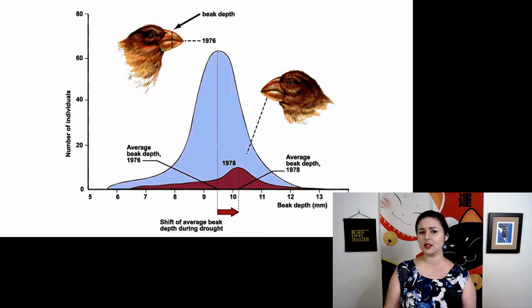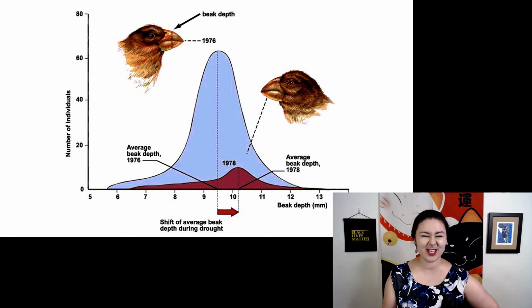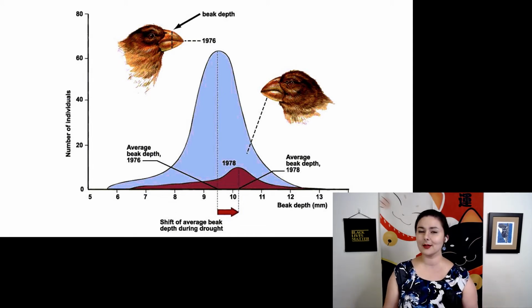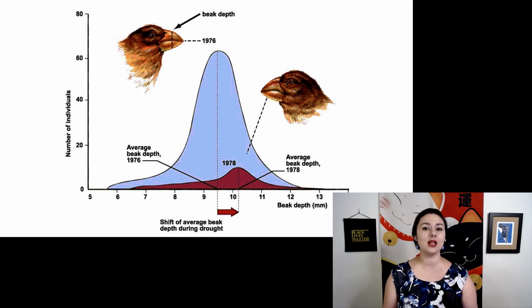So here we're looking at graphs for two different years. You might notice the blue one is a lot smaller than the red one. So, which one do you think has more individuals in their population? Think back to calculus, area under the curve. You can see that the blue population has a lot more individuals. And 2 years later, in 1978, in our little red bell curve here, there's a lot fewer animals in our population. One of the things that happened in between these 2 years was a drought.